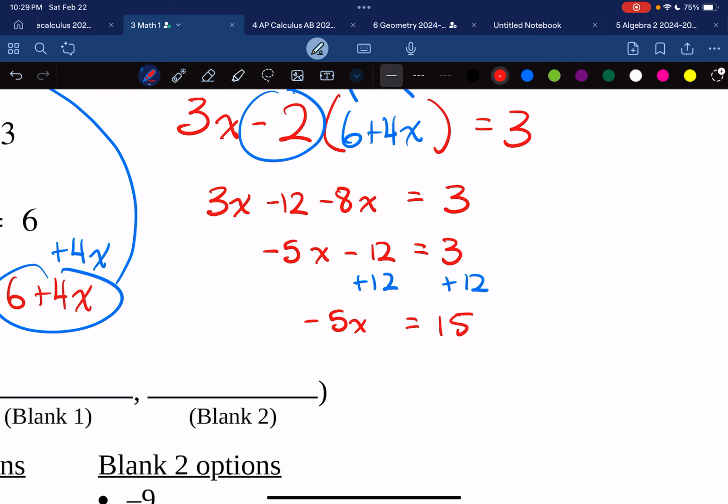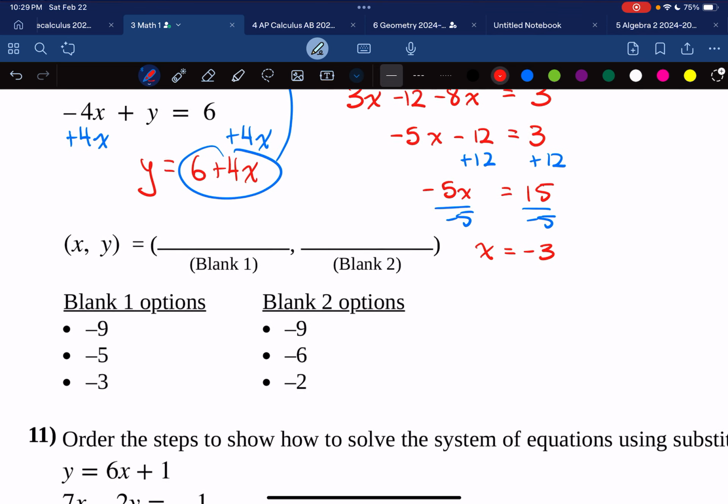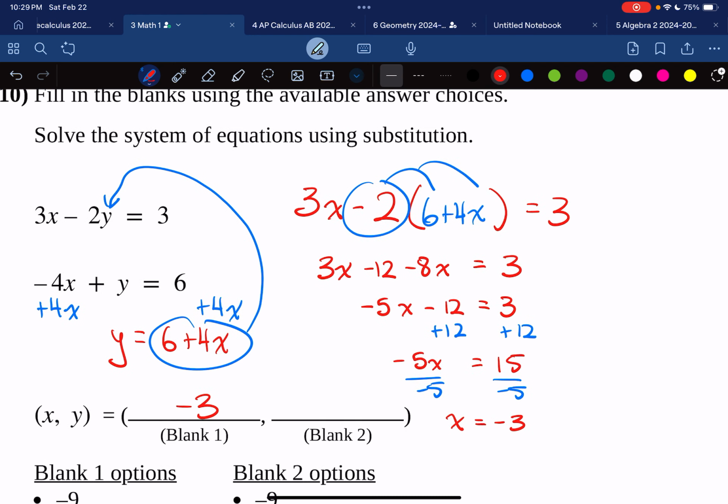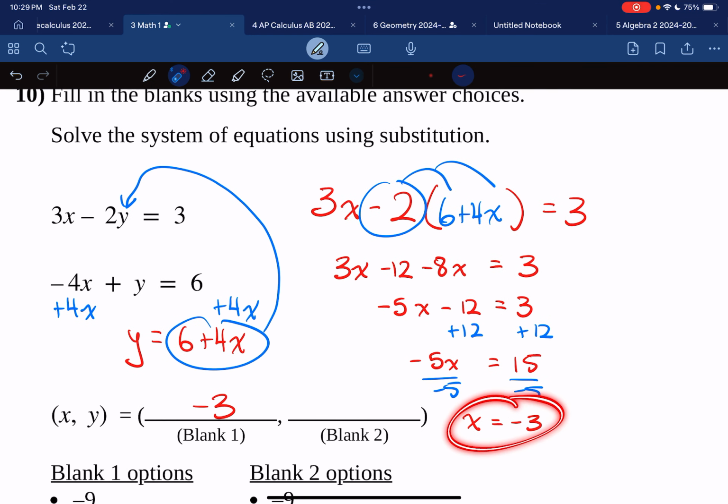From here, I can divide both sides by negative 5, and I get x is equal to negative 3, which you'll see down below is one of the answers that we are allowed to choose, negative 3.